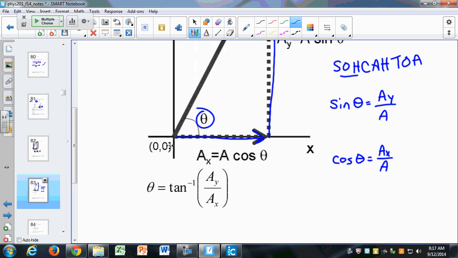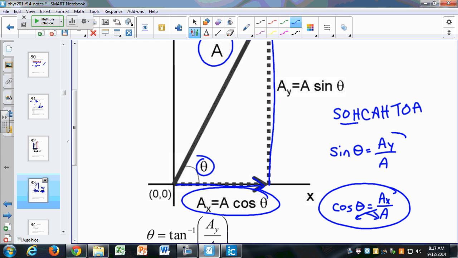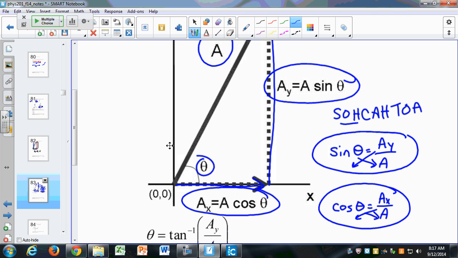And so from that, I can get these expressions for AX, if I cross multiply, is equal to A cosine theta, and AY, if I cross multiply, is equal to A sine theta. So that's where that comes from. Those are our expressions for our x and y components.